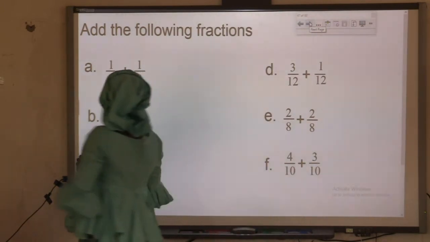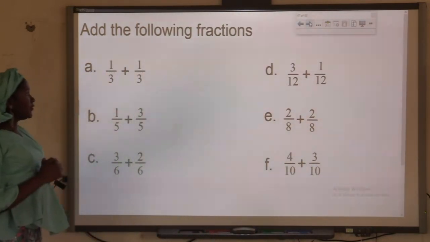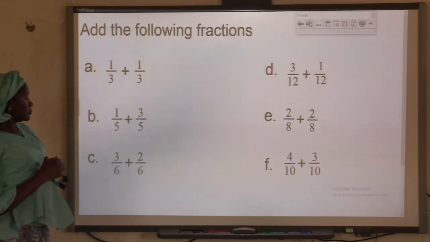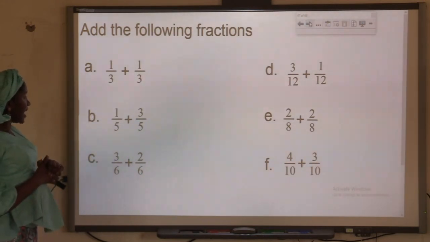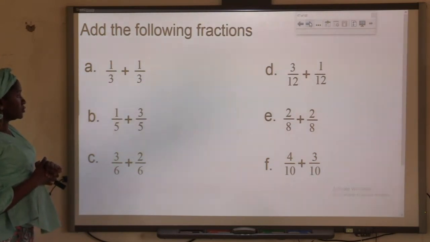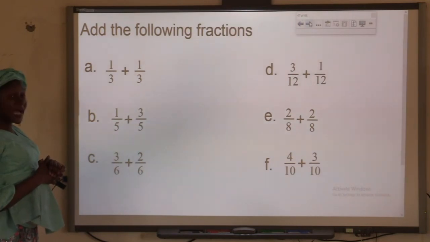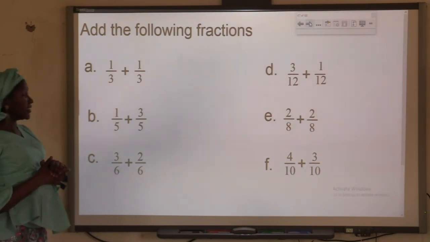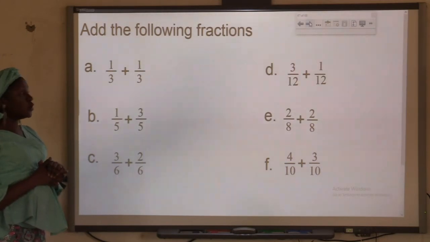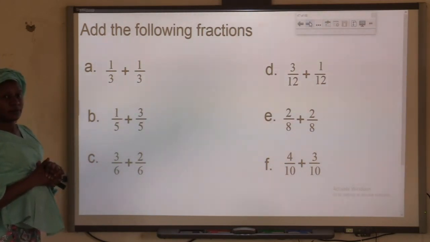Add the following fractions. By looking at this problem, we know they have the same denominators. Question A reads 1/3 plus 1/3.